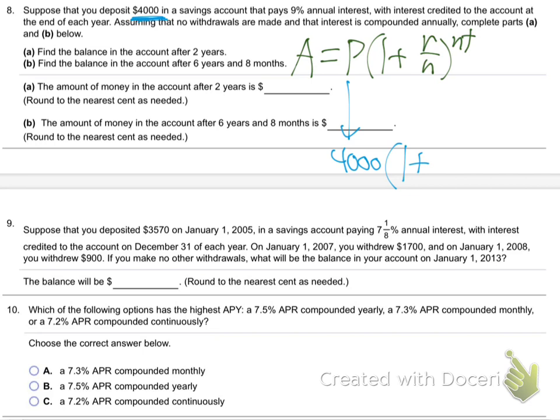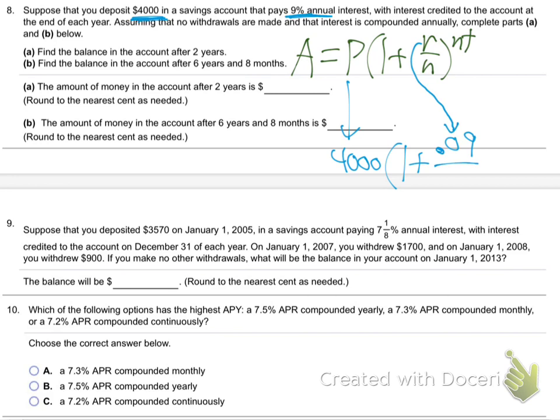Next, what do they say? 9% annual interest. What's that? R. That's our interest rate, R. But you got to make it a decimal, so 0.09. Does that make sense? R is 0.09.